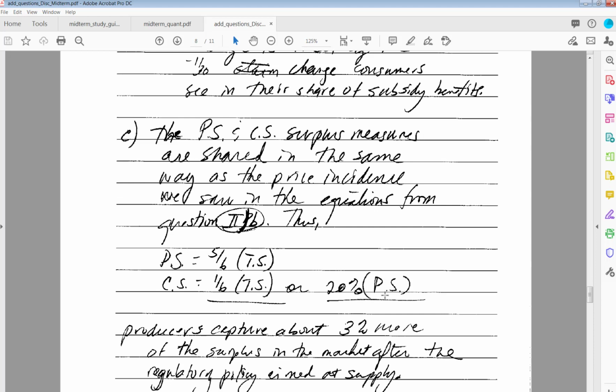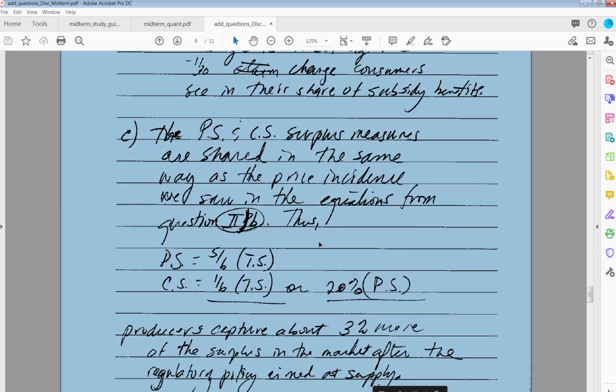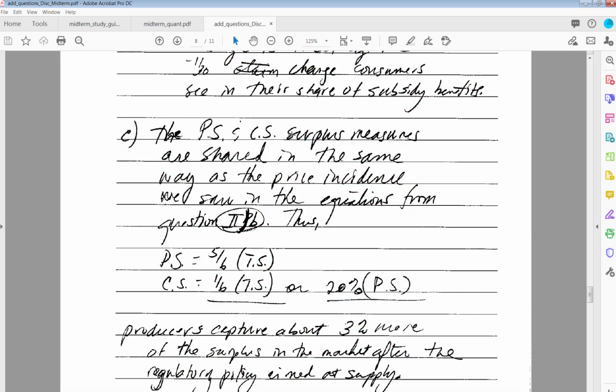Yeah, so that was not the inverse graph. And if you wanted to graph any of these producer surplus and consumer surplus and be consistent with the way we've done it in class, redraw the graph with capital A and capital C, right? So invert those supply and demand curves. Okay, so the producer surplus, consumer surplus measures, you don't have to do any of that graphical work. Just say they're shared the same way as the price incidence.